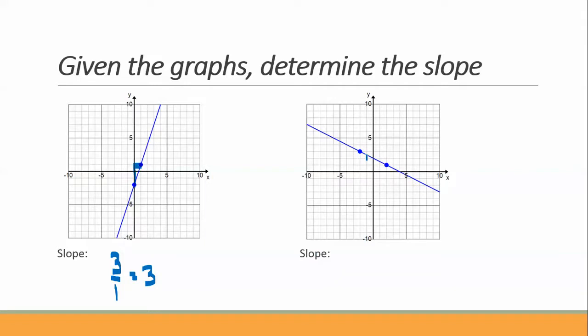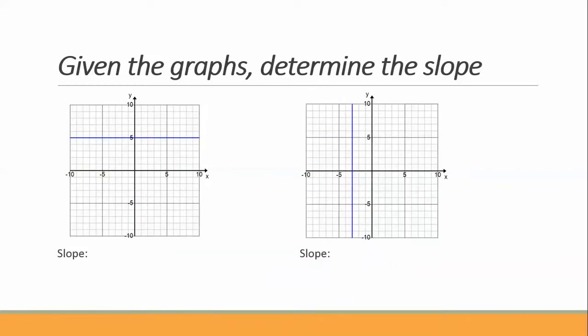This one, again, we're going to go left to right. This one goes down to get to the next point, and right. So we're going to have negative, and we count 1, 2, negative 2, and 1, 2, 3, 4, so negative 2 fourths. Make sure you simplify again. Negative 2 fourths is the same as negative 1 half. So looking at a graph, you can determine the slope.